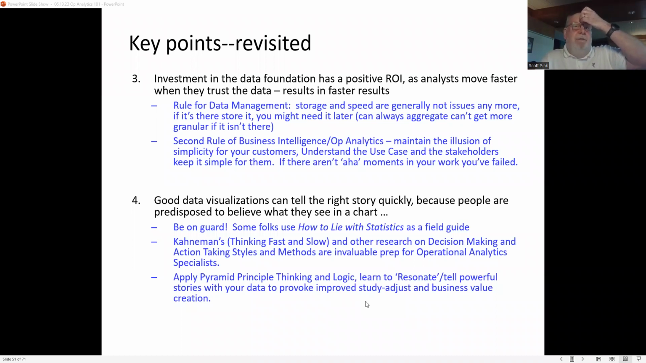The other thing, and we'll talk more about this in 201, is that we have to keep things simple for our customers. We've got to be able to present the results of our work in a way that doesn't drag them through the mud and makes it easy for them to get the insights.